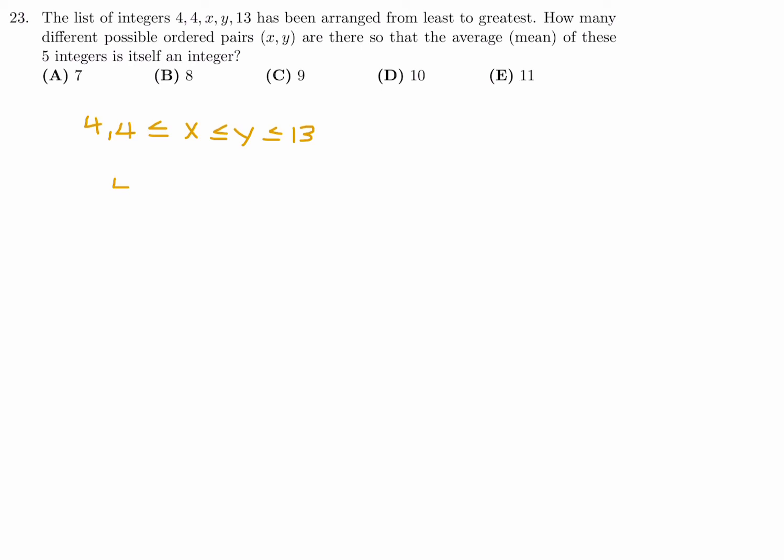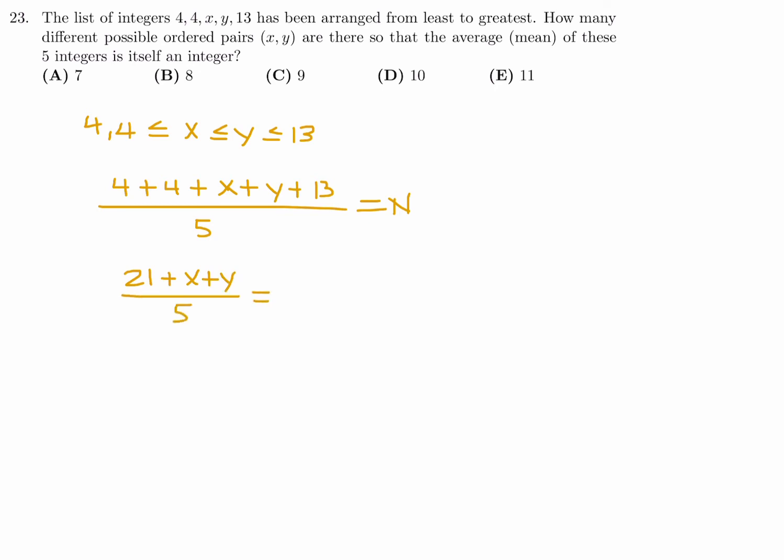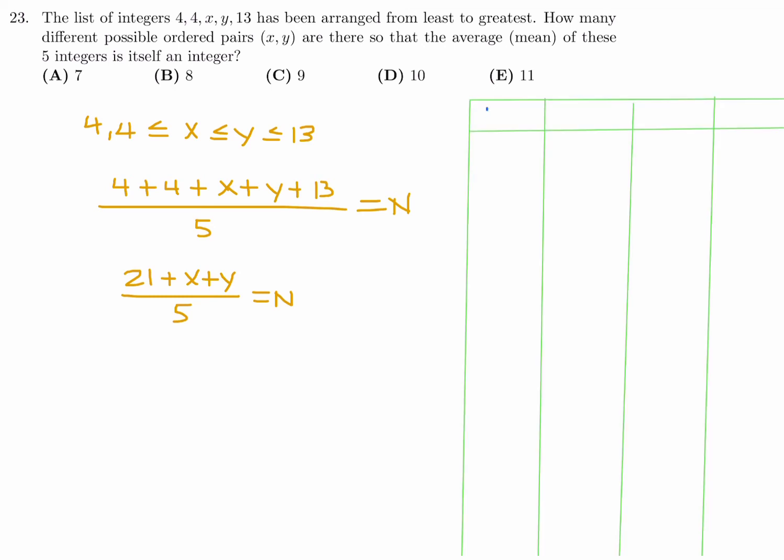So our sum is 4 plus 4 plus x plus y plus 13. And to get the average, of course, you have to divide by 5. And that has to equal some integer. So if you do this math here, you get 21 plus x plus y divided by 5 has to be some integer. All right? So let's make a little table and off we go. So the table, this part will be x plus y, this part will be my n, and then x and y. So let's start at the beginning.